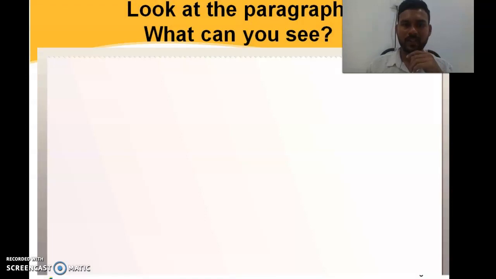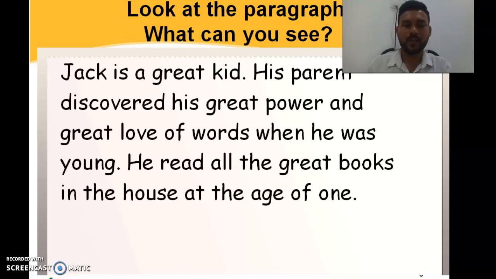Okay. Now, let's go on. I request you to look at the following paragraph and tell me what words you can encounter which are common and repeating. After you read the paragraph, you will tell me. Now I am reading for you. Jack is a great kid. His parents discovered his great power and great love of words when he was young. He read all the great books in the house at the age of 1.